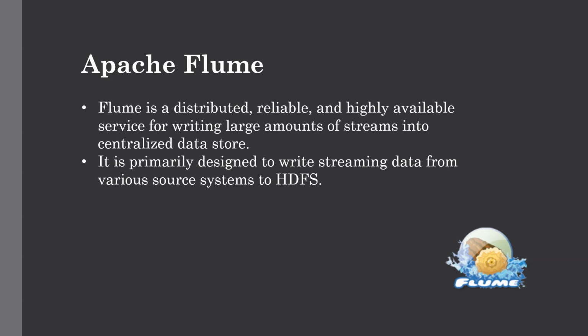So Apache Flume is a distributed, very reliable and highly available service for dealing with huge amounts of streaming data, which it will ingest into some centralized data stores. It was primarily designed to write this data from various source systems to HDFS and HBase, which are native storages for the Hadoop ecosystem. So Apache Flume was very focused on integrating with the Hadoop ecosystem. Due to its distributed, reliable and highly available nature, it is a very good choice for big data applications.